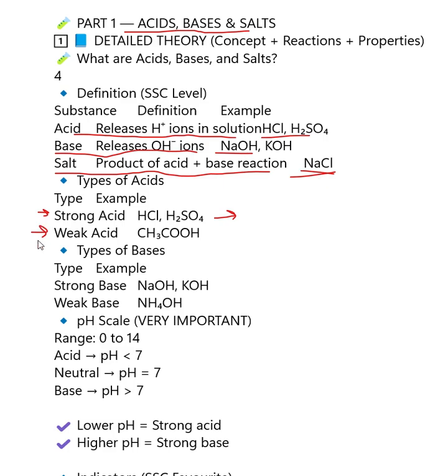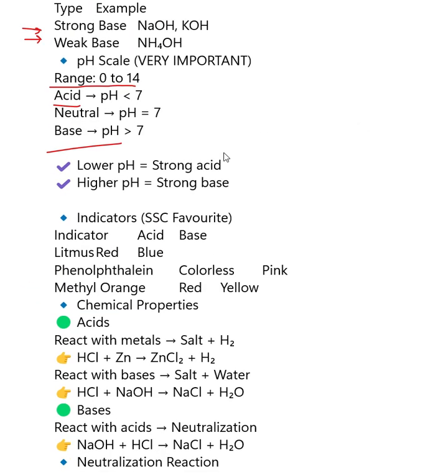Two types of acids: strong acid and weak acid. Strong acids dissociate 100%, and weak acids dissociate partially. There are also two types of bases, strong base and weak base. Examples: in strong base it is NaOH and KOH, and in weak base it is NH4OH. The pH scale ranges from 0 to 14, and acid is when the pH is less than 7, neutral is when pH is equal to 7, base when pH is greater than 7. Lower pH is strong acid, higher pH is strong base.